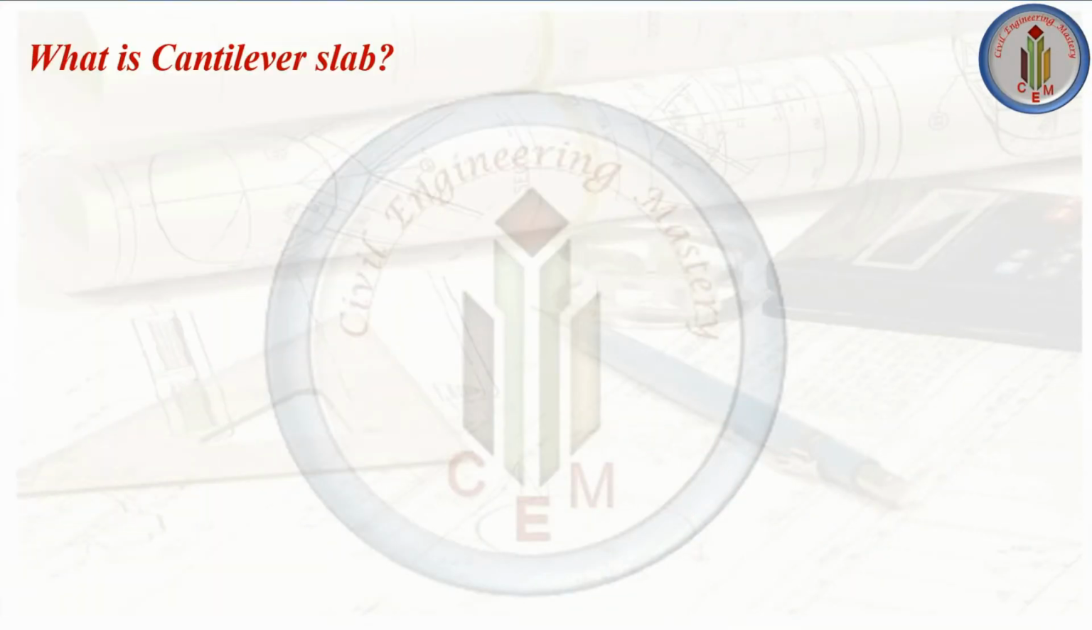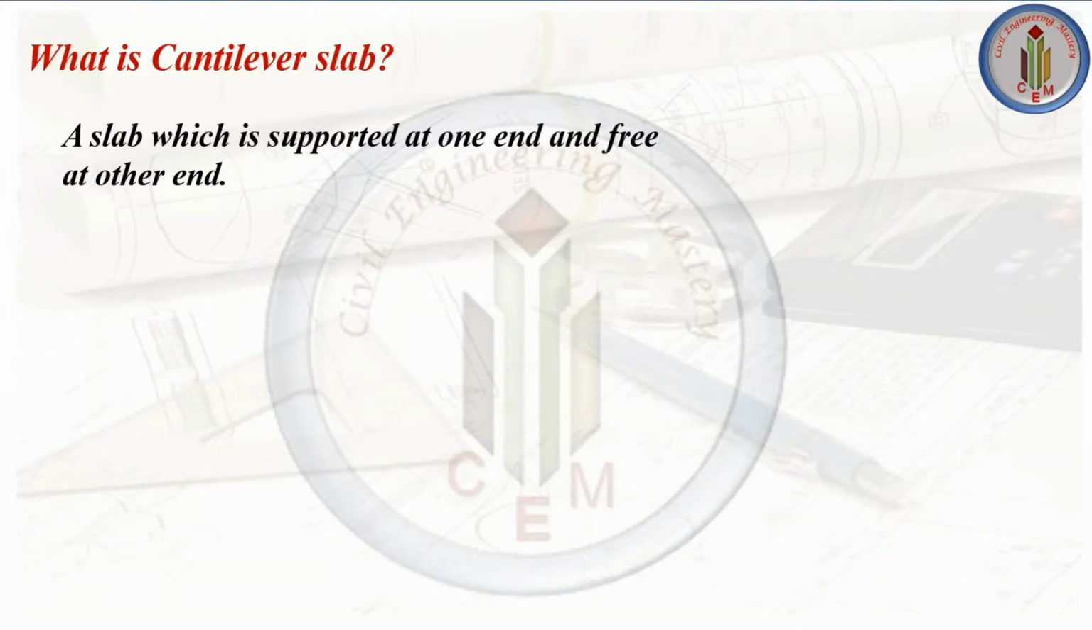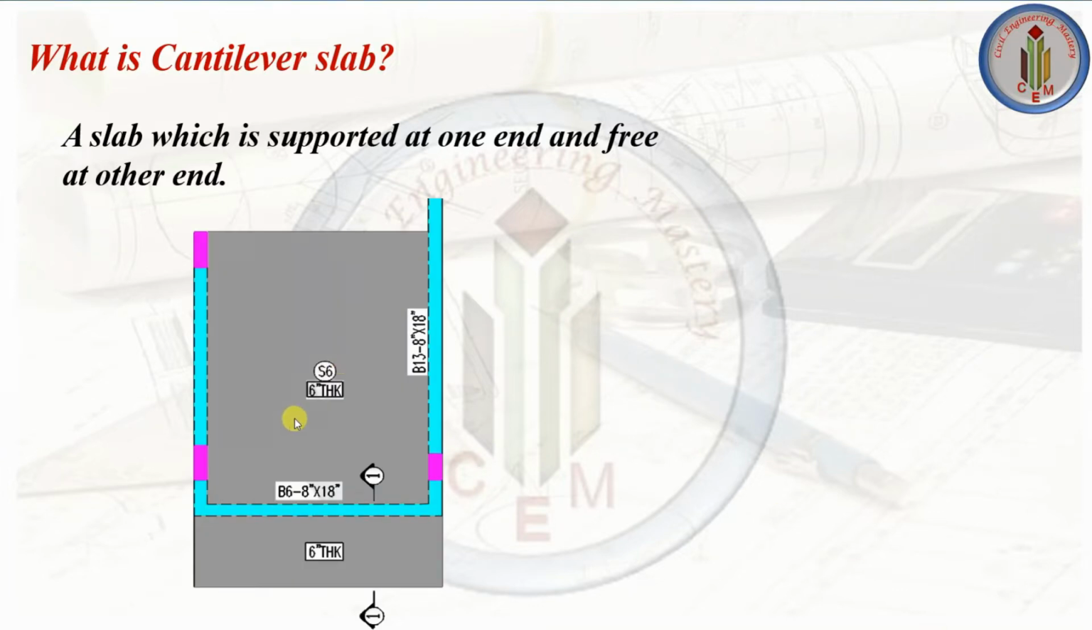First, let me explain what a cantilever slab is. A slab which is supported at one end and free at the other end is called a cantilever slab. Generally, cantilever slabs are used in sajjas, canopies over windows and entrances to the building. Here in this image, this is one slab and you can see from this beam there is a projection. So this is a cantilever slab. For this cantilever slab, this beam is the support. At this one end there is a beam support and at the other end there is no support. So that is the cantilever slab.